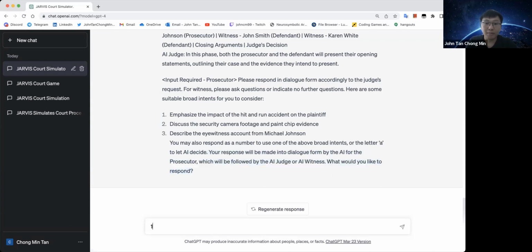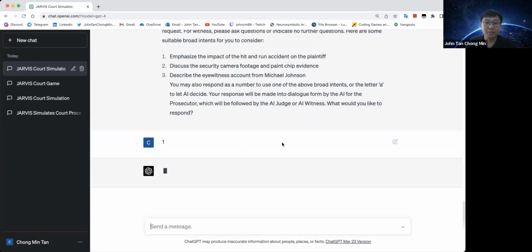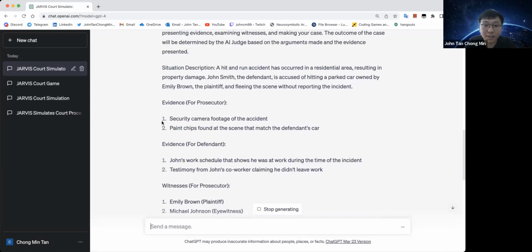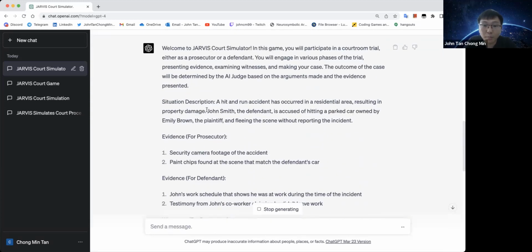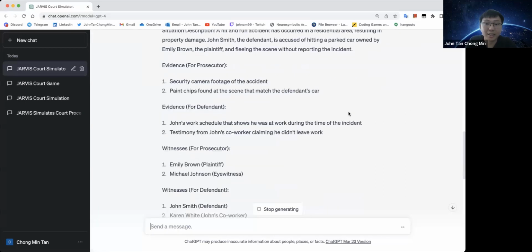Let's emphasize the impact of the hit and run on the plaintiff. Show what happened to him after the hit and run. Let's take a look. Property damage, which is the car damage in that sense, because this Emily was not in the car. It's a parked car.